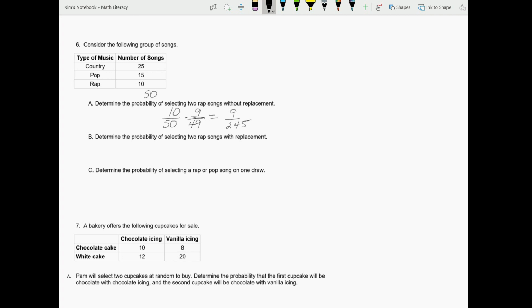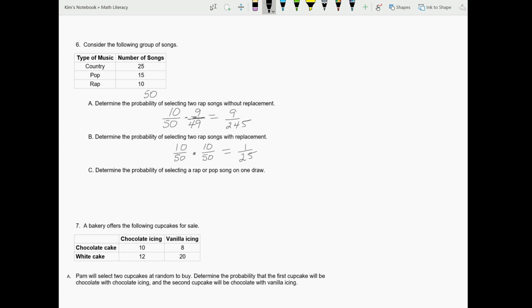B says the probability of getting 2 rap songs with replacement. I'm going to go ahead and do this. I like doing this with replacement. I know that they're both going to be out of 50. I like having my denominators written down first. It doesn't matter how you do it. That's just one little trick I like to do to keep my thinking straight on this stuff. Probability that it's a rap song is 10 out of 50. I put it back, so I have still 10 rap songs to choose from. So that's 1 out of 25.